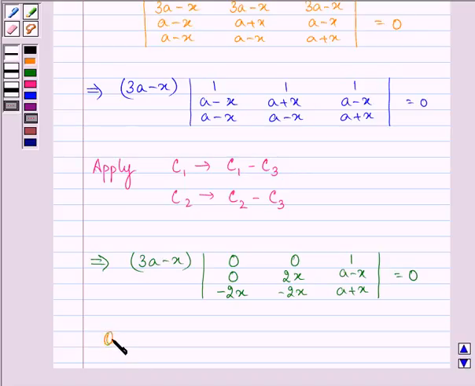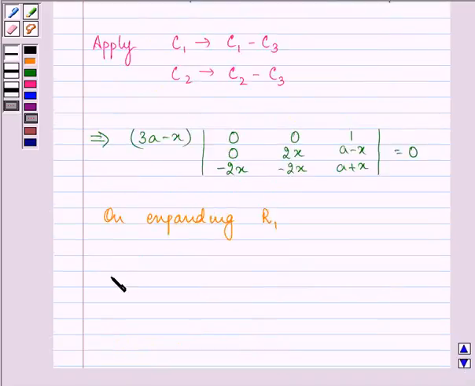Now, on expanding row 1, we will have 3a minus x. Now here, if you observe, these two terms are 0, so anything getting multiplied by 0 will give us 0. So we are left with the third term. So here, 1, 0 into minus 2x will give us 0. Minus minus will become plus, so we have plus 4x square equal to 0.